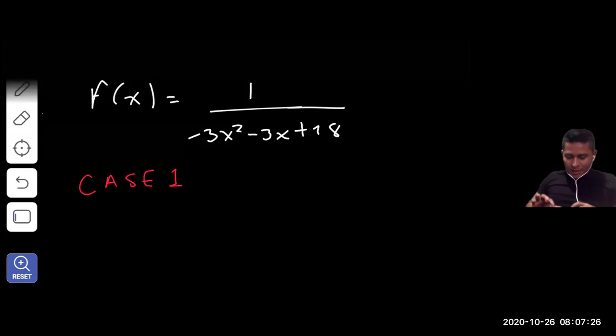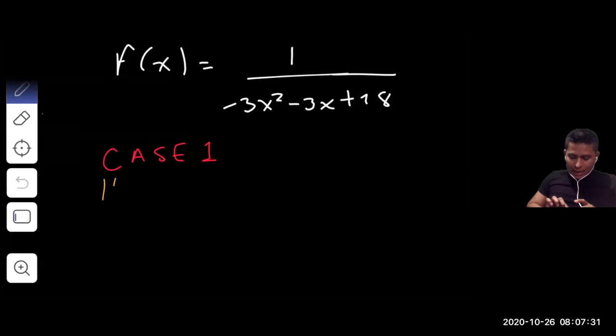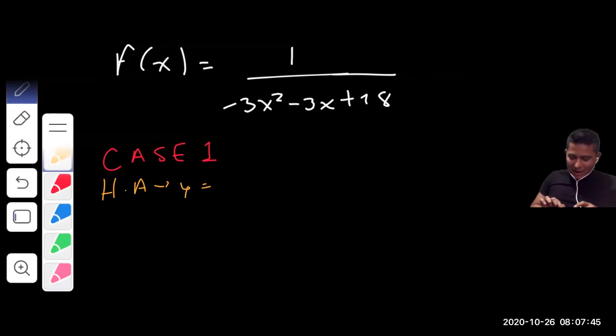Okay, case one. In case one, guys, we have to identify, first of all, the horizontal asymptote, before factoring and doing the other stuff. What is the horizontal asymptote, guys? Y equals 0. What value do we have here? Excellent, we have 0. That's my horizontal asymptote. This information, guys, is valuable.